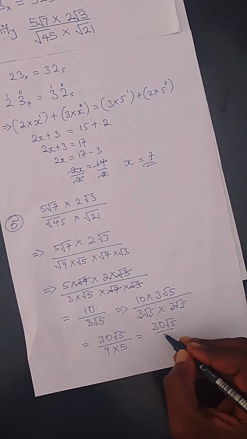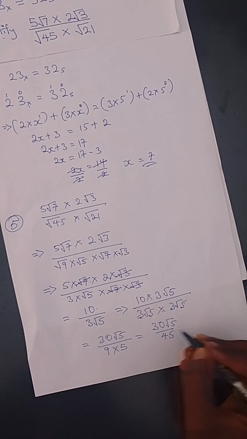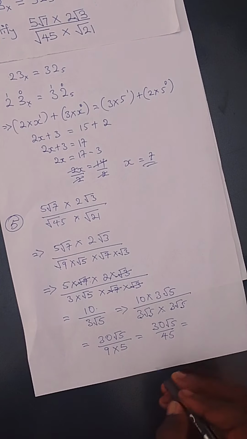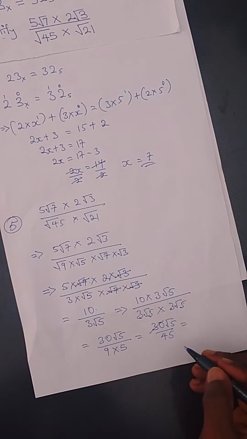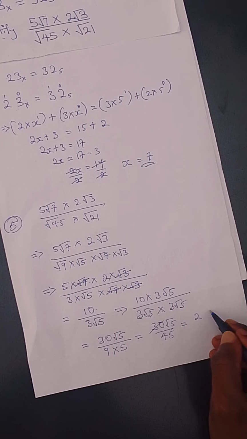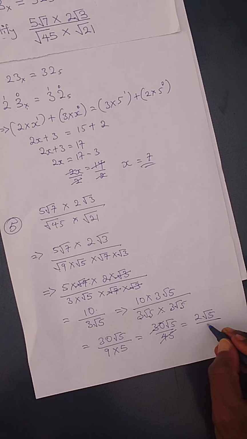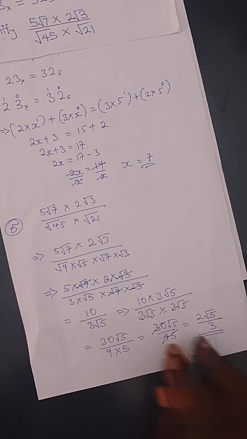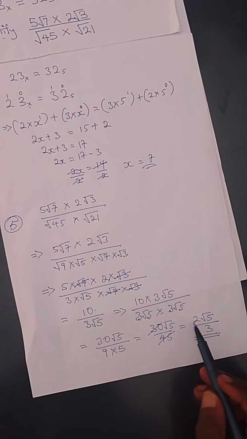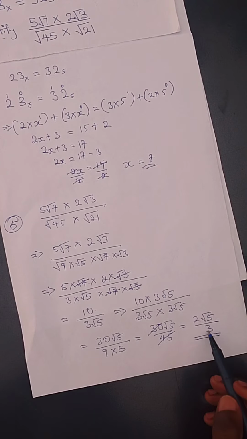That will give us 45. Okay, so now 15 can cancel 30 2 times. So that will be 2 root 5 all over 15 cancel 45, that is 3 times. So the answer is 2 root 5 all over 3.